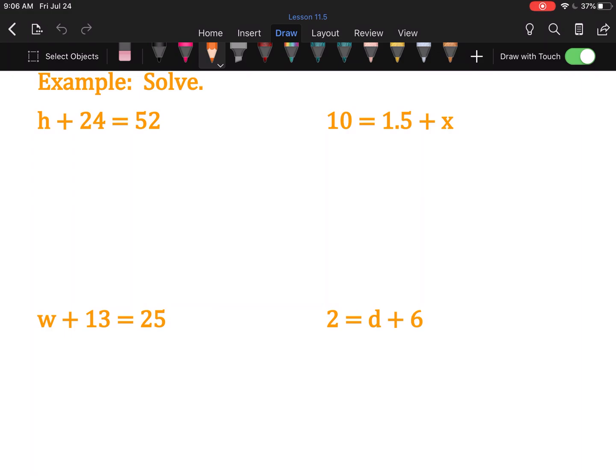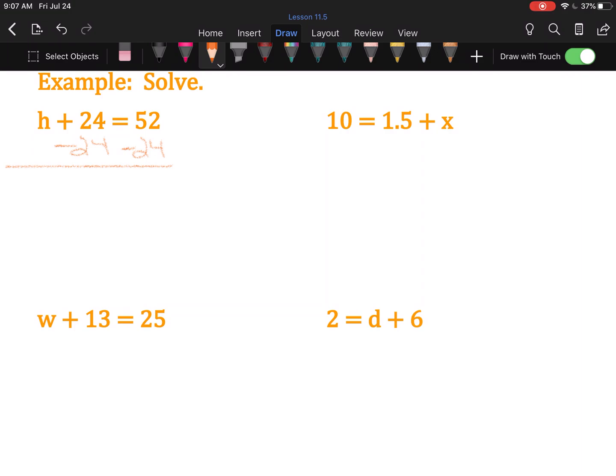Now, h plus 24 is equal to 52. I want to know what h is equal to. In order to do that, I simply need to do the opposite of what I see. What I see is addition of 24. So I'm going to subtract 24 on the left side of this equation. That'll get h by itself, which is what I need. I need to have h equals so that I know what h is. But the commandment of algebra says if I do it on the left side, I have to do it on the right side.